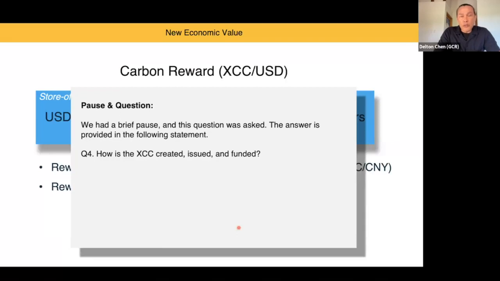Question 4. These are all questions that came from the audience. How is the carbon currency created, issued, and funded? Well, in actual fact, I answered that in part 2. It's also explained in the policy working paper, so there's no reason for me to repeat the answer.